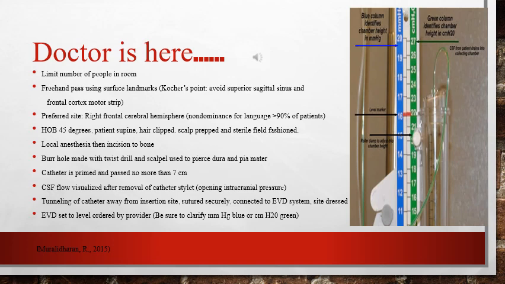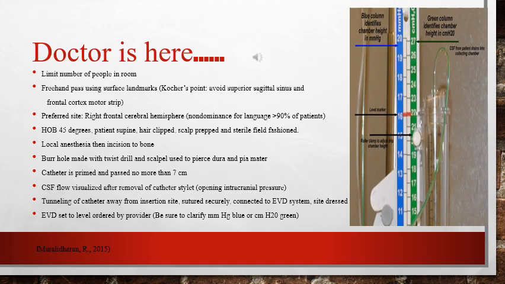And then he's going to tunnel that catheter away from the original insertion site. Evidence is 3 to 5 centimeters away from the insertion site. That's going to be your exit site that you're going to see. Sometimes they'll be sutured, sometimes they may be stapled, but most of the time here at North Florida, we do sutures. And then we're going to connect it to the EVD system, and he's going to address the site for us.